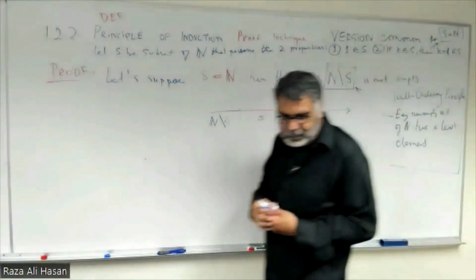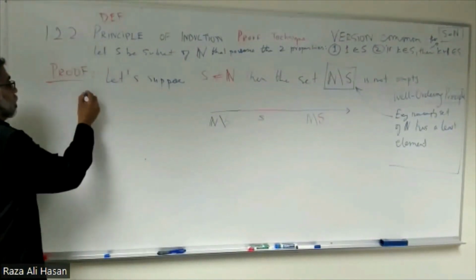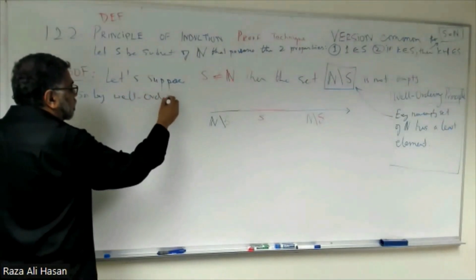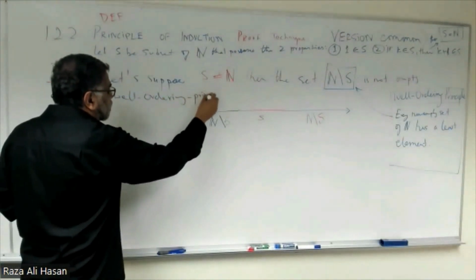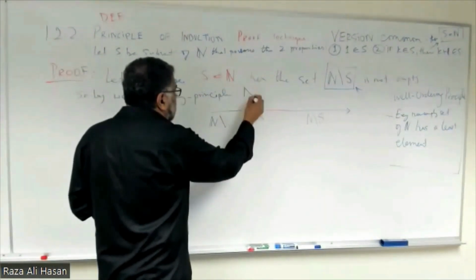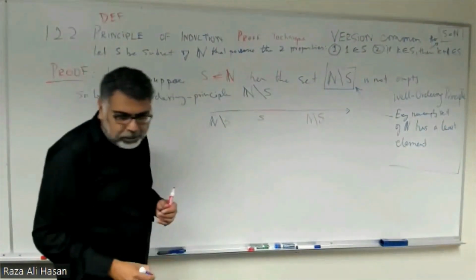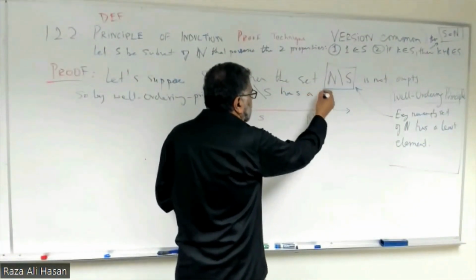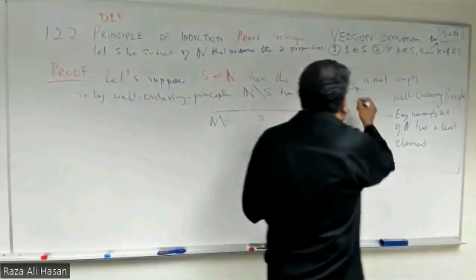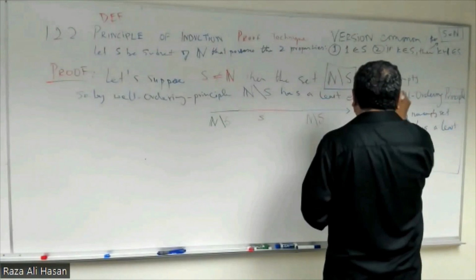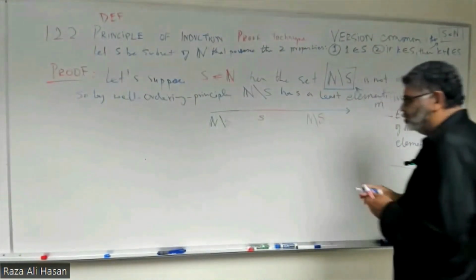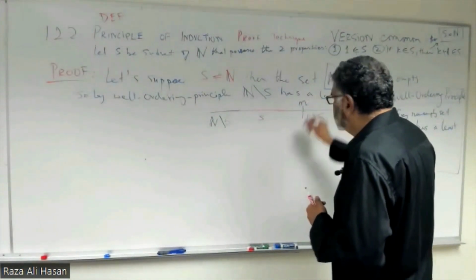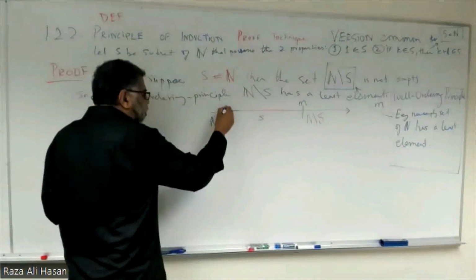So by the well-ordering principle, N slash S has a least element, this thing is getting very ugly. And we're going to call it M as usual. And so I'm going to stick M here, and I'm going to stick M here.